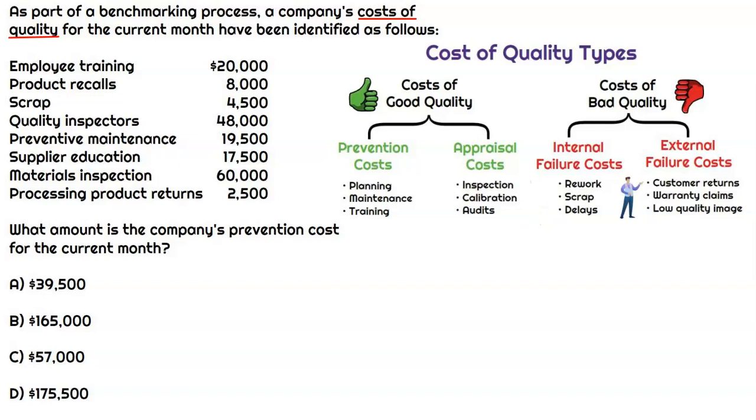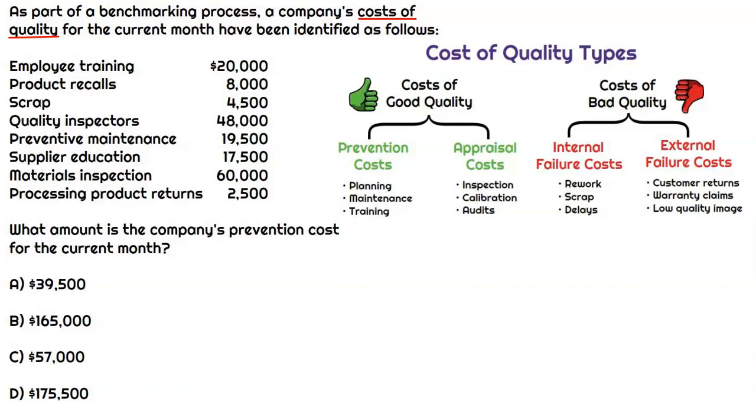The last bucket is external failure costs, and honestly, these are probably the worst. These are going to be incurred to remedy defects discovered by customers after they have purchased a product. Some examples include customer returns, warranty claims, right? You could have a low quality image to your brand or company. It's really hard to quantify sometimes external failure costs because they can damage a brand way down the road and forever and ever, right? So those are the four different types of costs of quality. Now let's dive in and solve this problem.